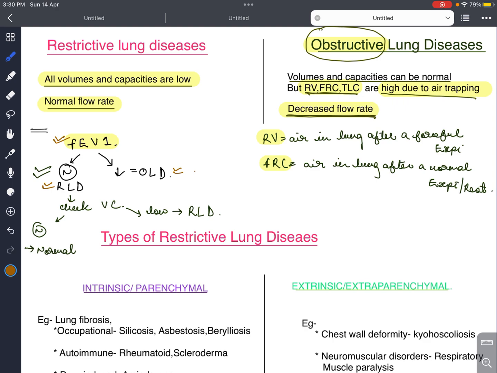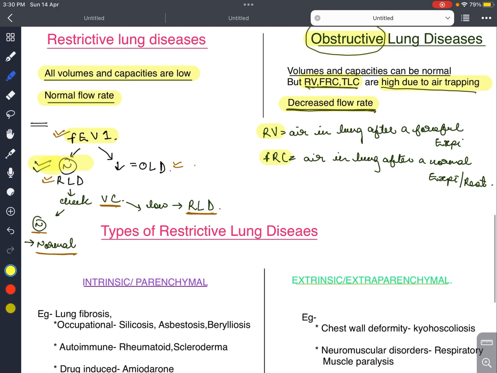Now to differentiate if the person is actually having a lung condition or is the patient normal, you should go with vital capacity. If the vital capacity is normal, then the patient is normal with no respiratory pathology. If the vital capacity is low, then the patient has restrictive lung disease. This is a very important thing to know, and I will highlight it.